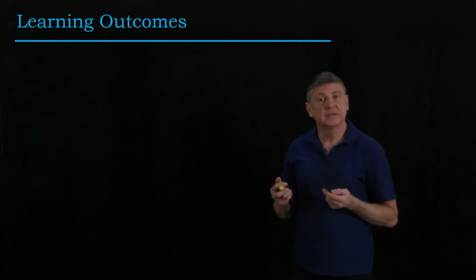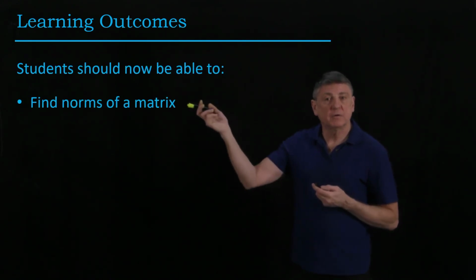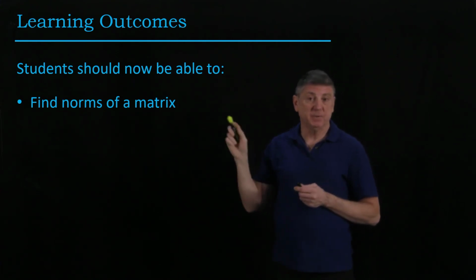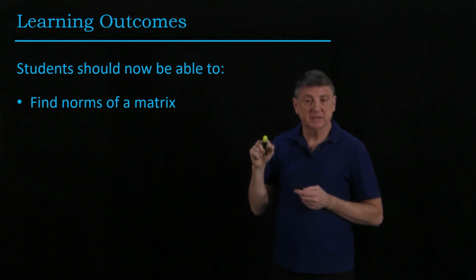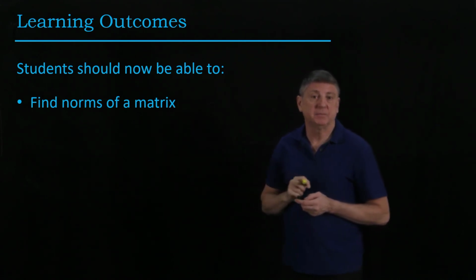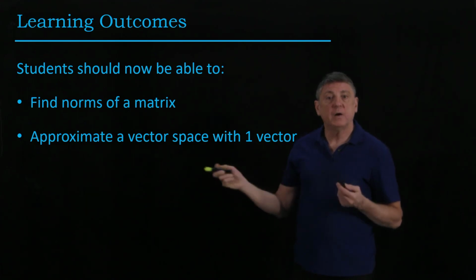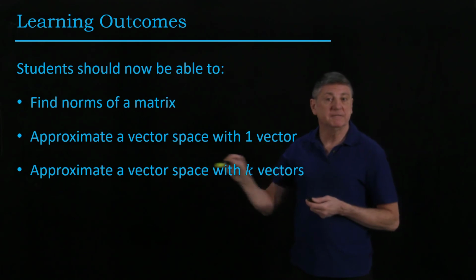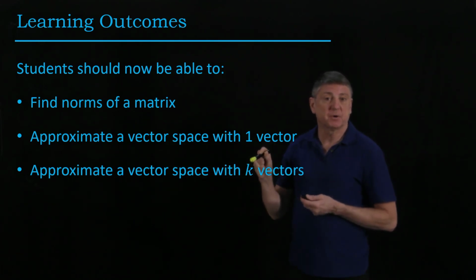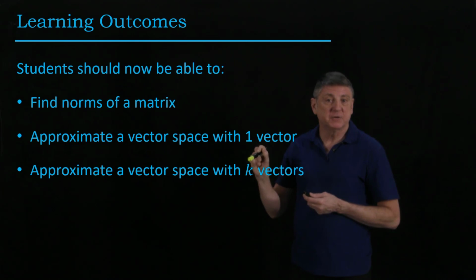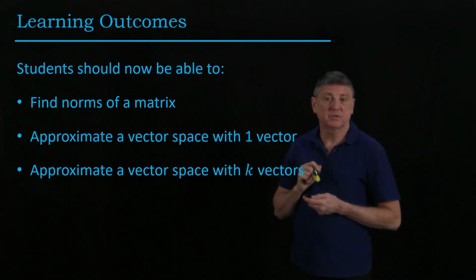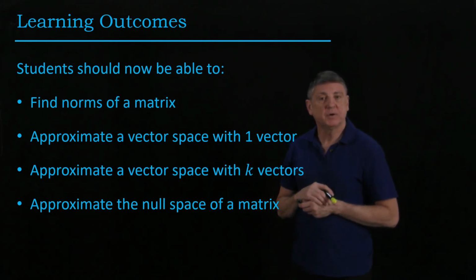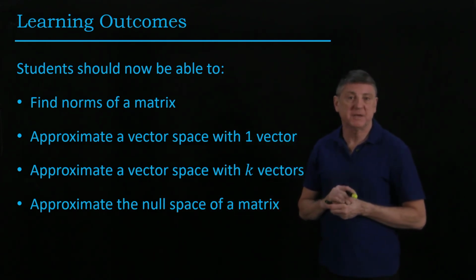So what have we learned in this lecture? Well, we now know how to find the norm of a matrix. The L2 norm is what we get in MATLAB if we type norm(A), and we can also ask MATLAB to give us the Frobenius norm. We know how to approximate a vector space with one vector. We know how to approximate a vector space with k vectors, and that's by approximating the matrix with a rank k approximation. And along with that, you can think about how we're able to approximate the null space of a matrix.